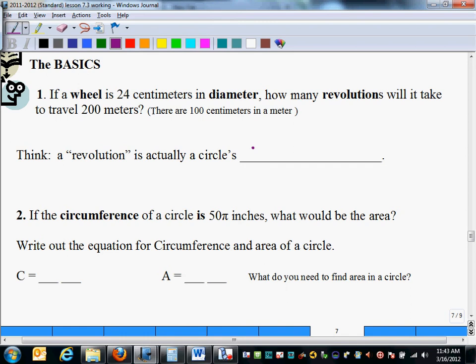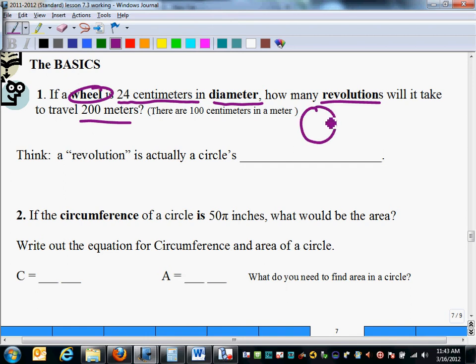Number 1. The wheel is 24 centimeters in diameter. How many revolutions will it take to travel 200 meters? Great. What are our key words? You start underlining them, Maddie. What are our key words here? What is 24? A what? Diameter. Wheel. Okay. And what are we asking? How many revolutions will it take to go how far? 200 meters. Okay.